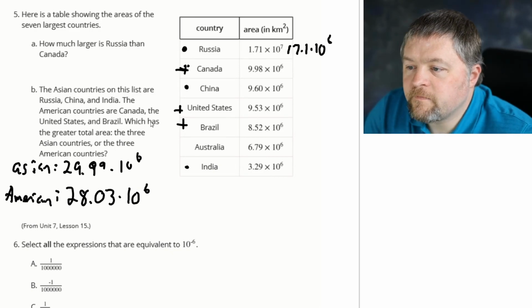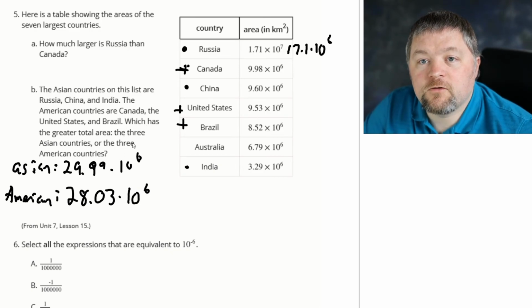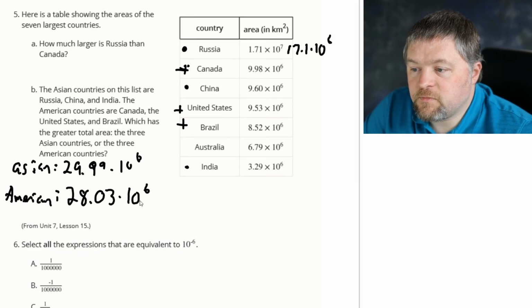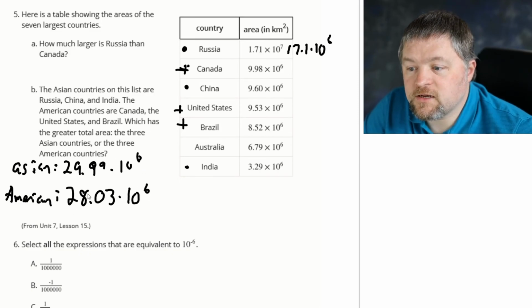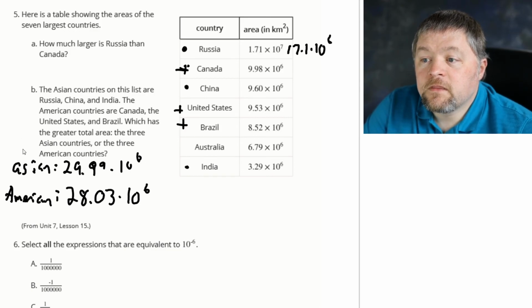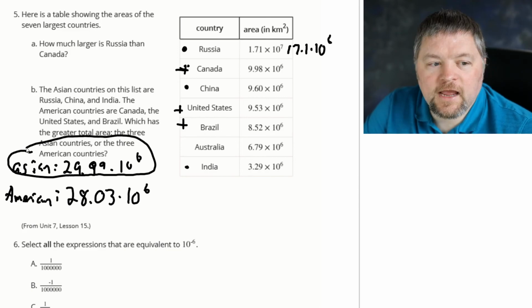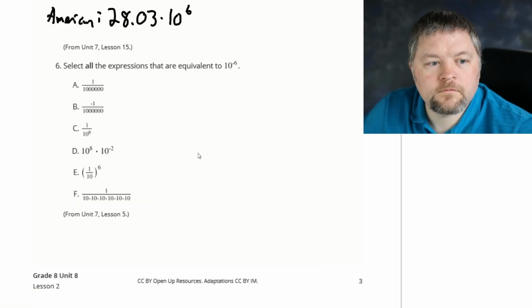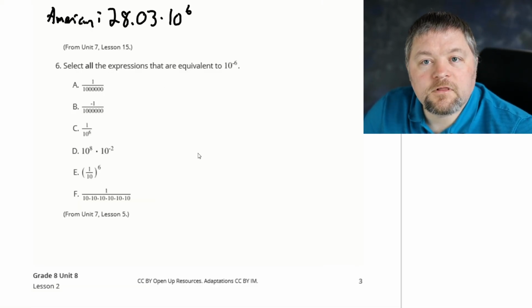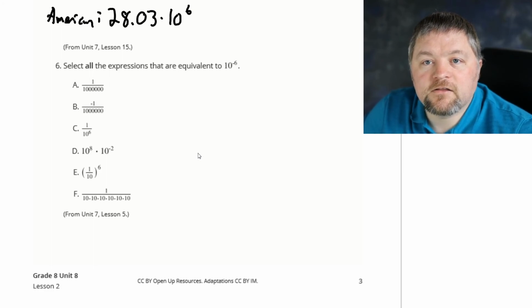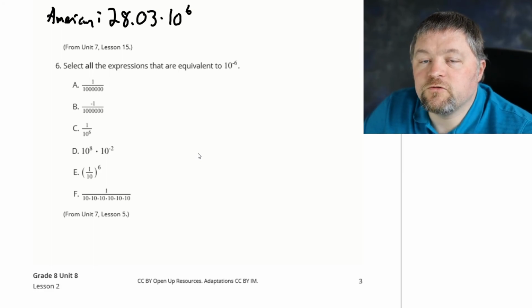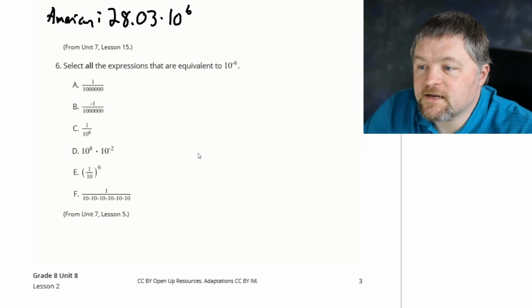So, which has a greater total area? These both have the same exponent, so we can compare them. Which is larger, 29 or 28? The Asian countries have the larger total area. Our last question is, select all the expressions that are equivalent to 10 to the power of negative 6.